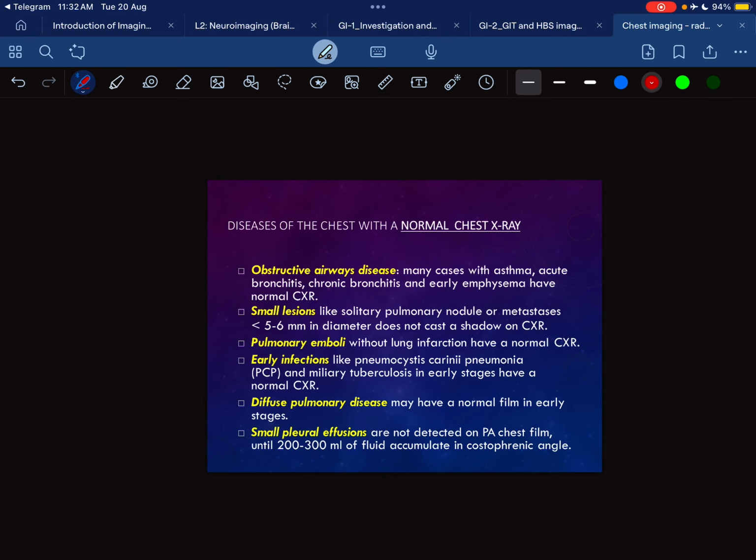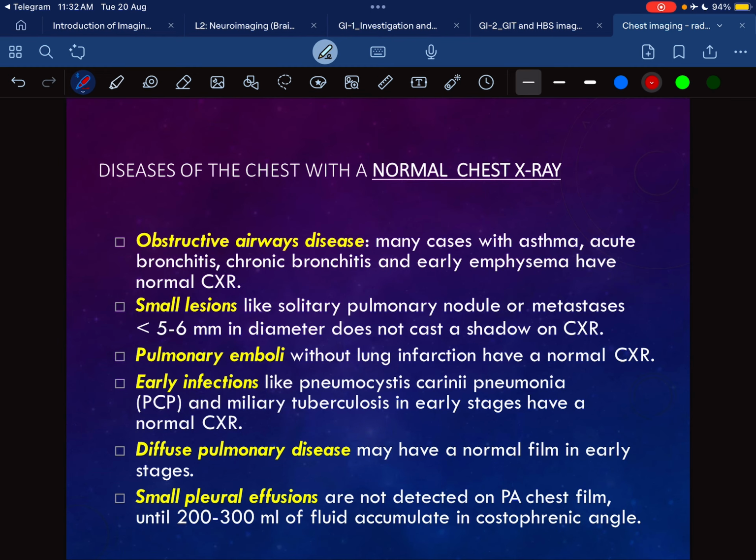Multisystem? Hemoptysis, sinus tachycardia, or other findings. ECG, other findings for ECG.